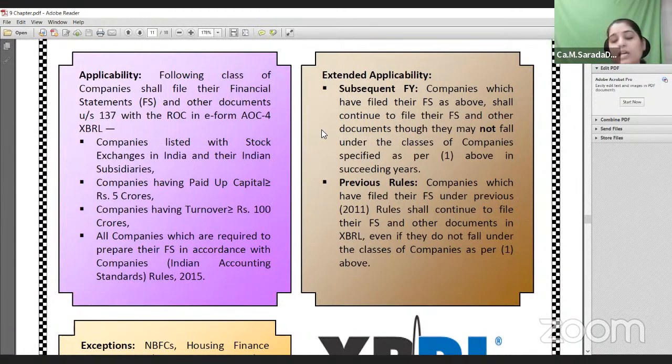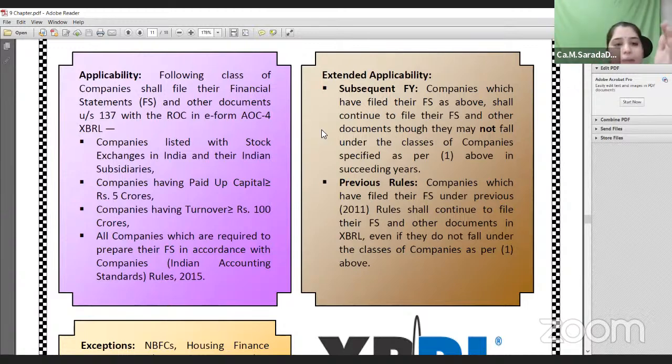Because once they are filed with the ROC, it becomes a public document. And if any other similar company is doing a similar kind of business, for example, a tire manufacturing company which has filed its documents and financial statements in XBRL format with the ROC, and a similar type of company wants to check the financial position of that particular company and have a comparative analysis with other companies doing similar business, in such cases, this particular format will provide for the outside public, or for anybody, a comparative analysis of one company's financial position with the other company's financial position.